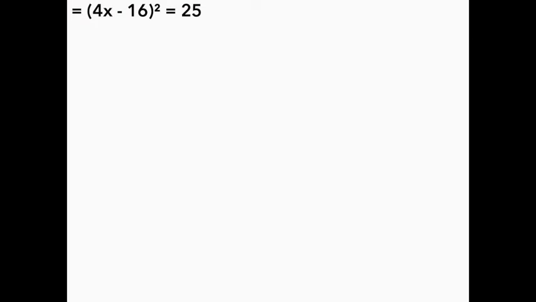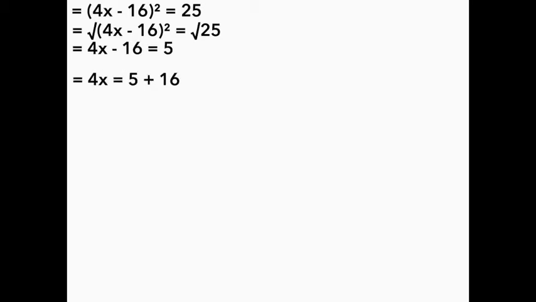4x minus 16 squared equals 25. Let's wrap it up a little now. First step, make the equation into x squared equals c. Check! Second step, apply the square root property and you'll get the square root of 4x minus 16 squared equals the square root of 25. Cancel the exponent to get 4x minus 16 equals the square root of 25. The square root of 25 is 5.